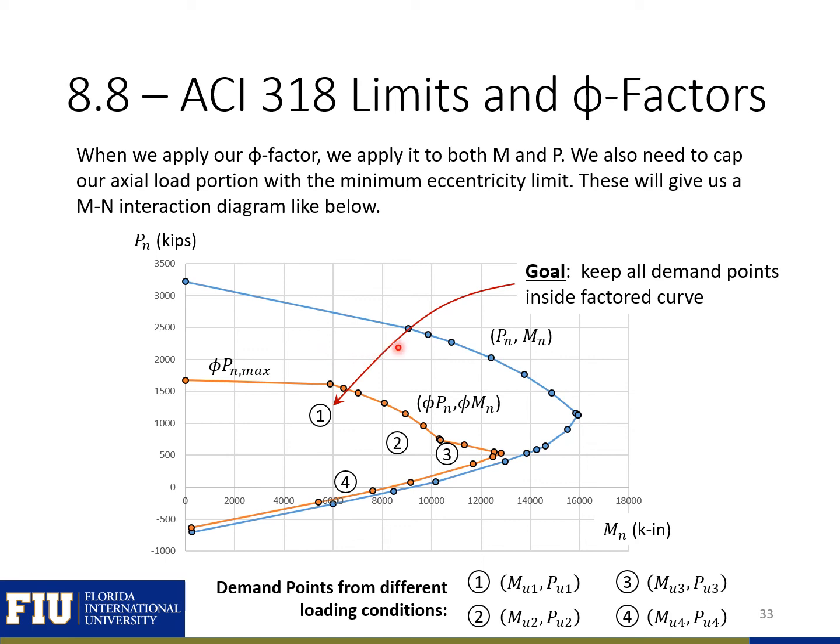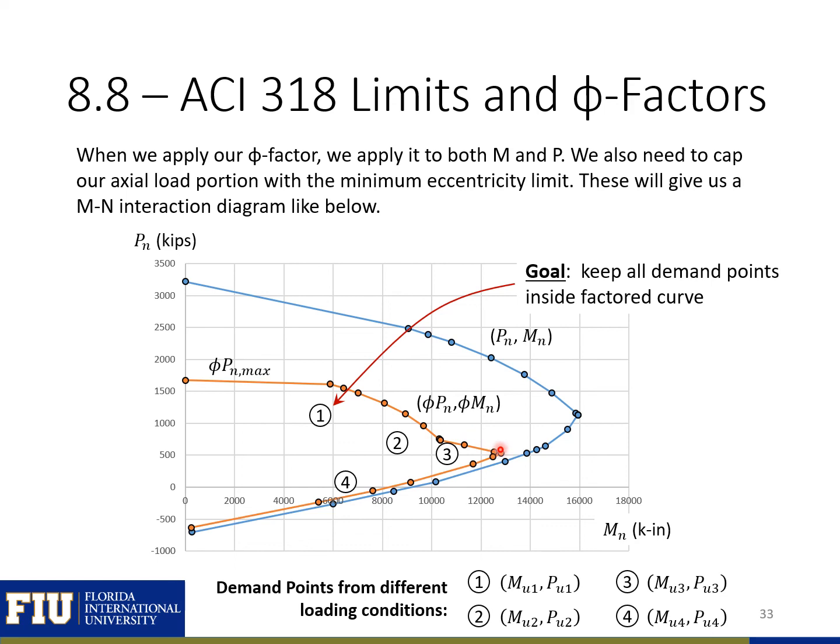Then you can see the difference between our factored and unfactored curve is greater on the compression side because we're reducing the strength by 0.65. Then on the tension side, we're only reducing by 0.9, so our factored curve is closer to our unfactored diagram. And then we have the transition region between our balance point here and our tension controlled point here. So you can see that the shape of our curve ends up looking kind of like a bottlenose dolphin because of the lower reduction on the tension side, the greater reduction on the compression side, and the transition between our compression controlled and tension controlled sections.